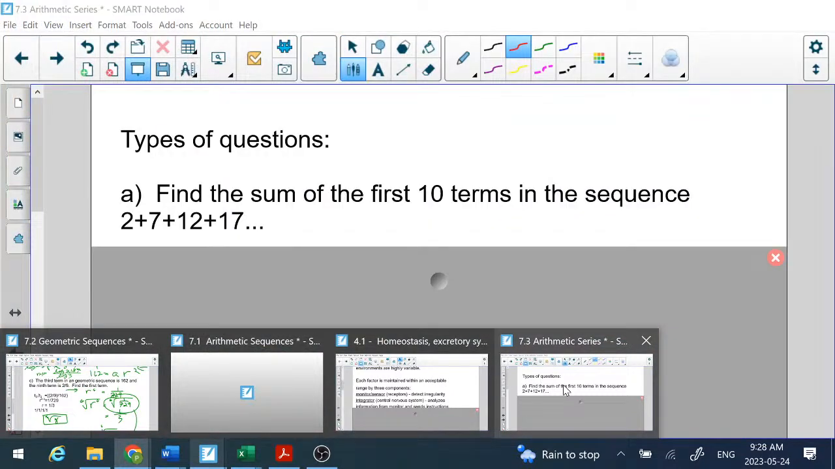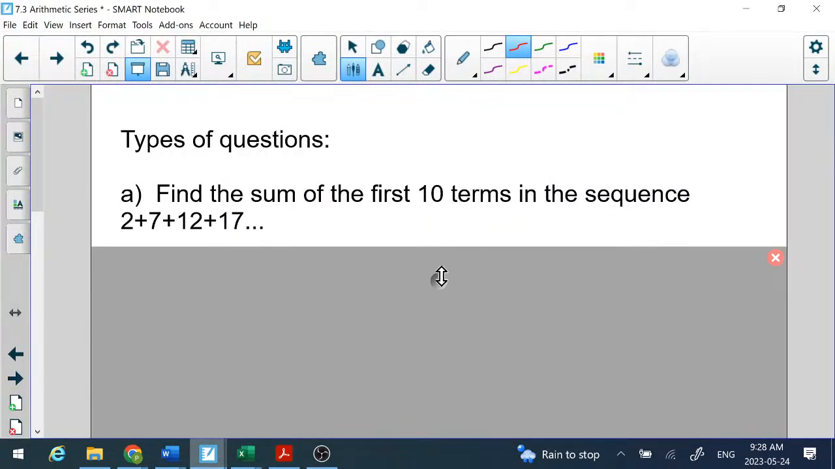Okay, where are we at? Arithmetic series. What did you guys get for the sum of the first 10 terms? 47? 245? So how did you get 245? What did you do? The first thing you have to do, yeah? But how did you know what the last term is? You find the last term, so you found T10. What was T10? Okay, so you got T10.